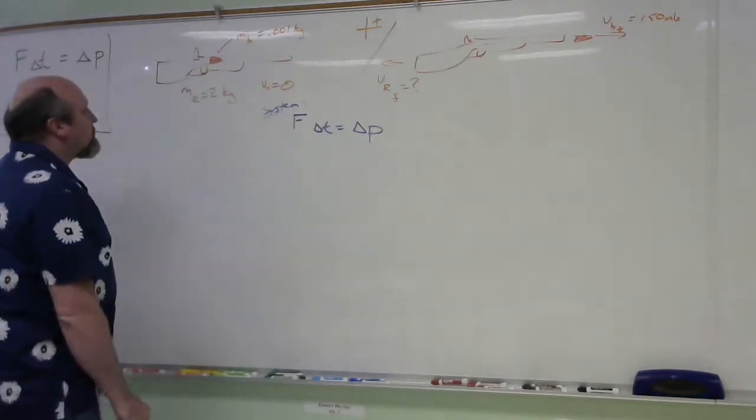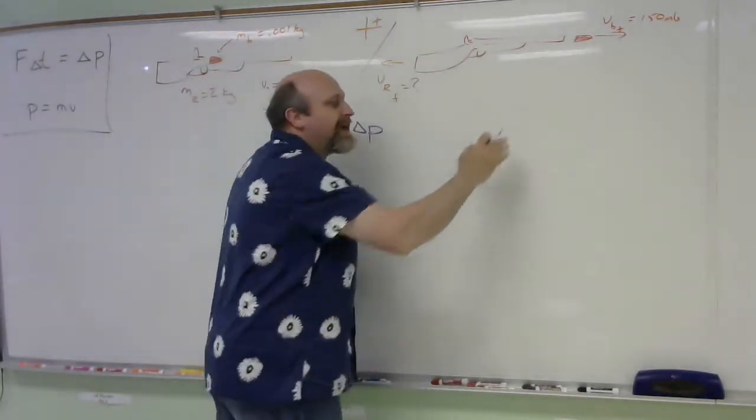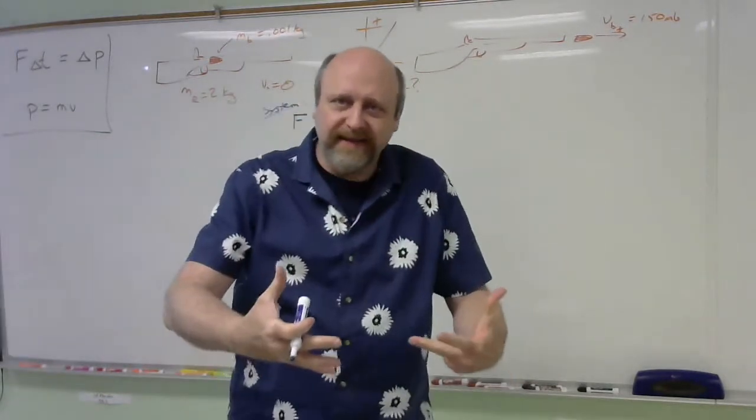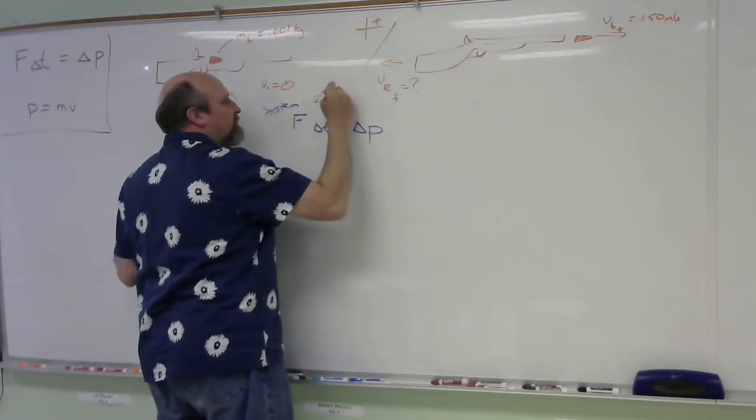In this case, we're trying to find out information about the rifle, and they give us information about the bullet. I probably want to do a combined system. So I'm going to make my system be the rifle and the bullet.